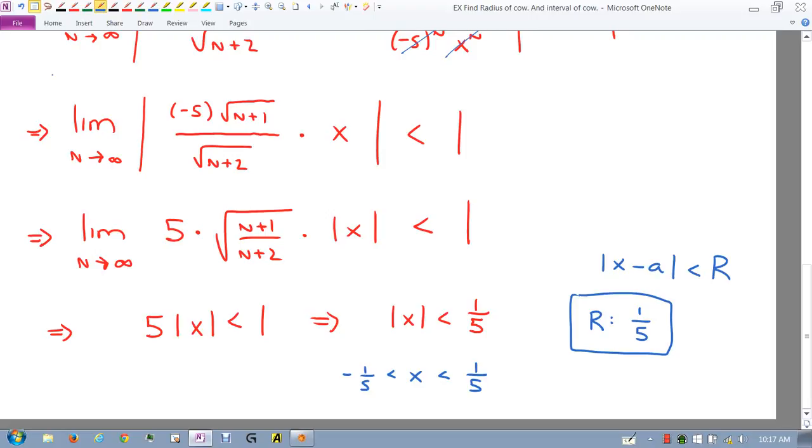So here, I just don't want you to forget how important the next step of the problem is, which is to check the boundaries. If you don't check the boundaries, you're missing half the problem. So now I must check when x is negative 1/5 and when x is positive 1/5. And what's good about this is we actually get to replace x. We go back to the original series. So let me start with x is negative 1/5.